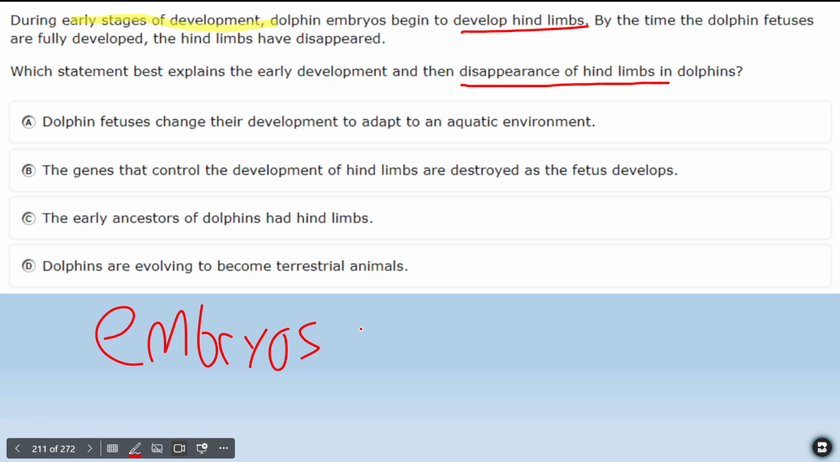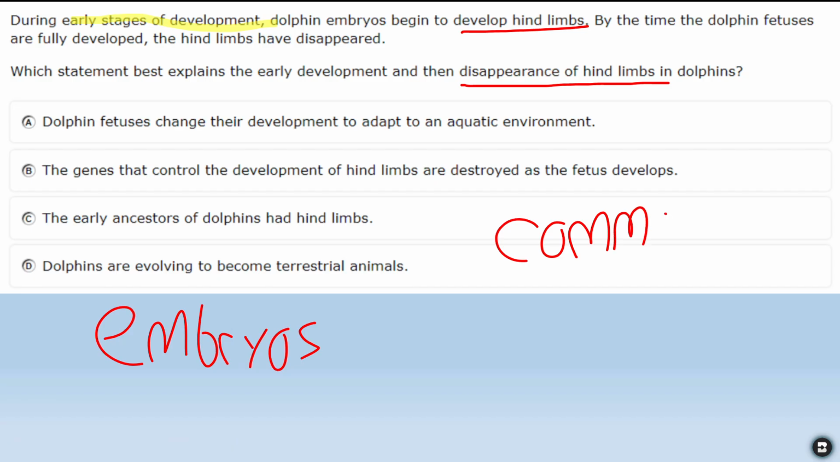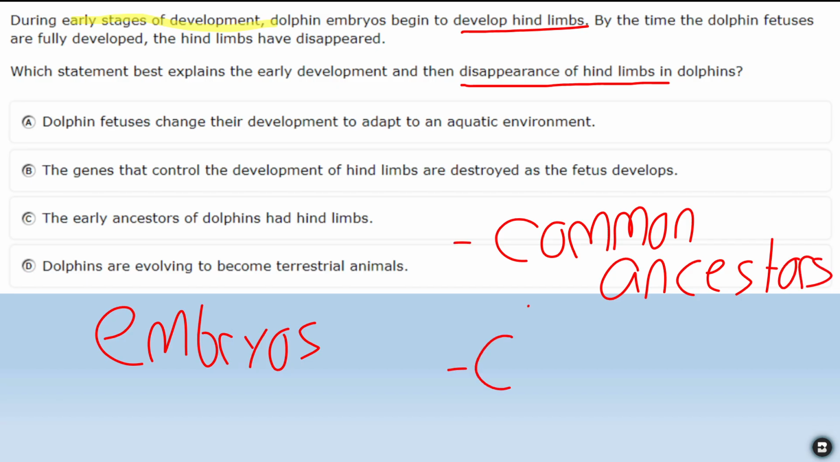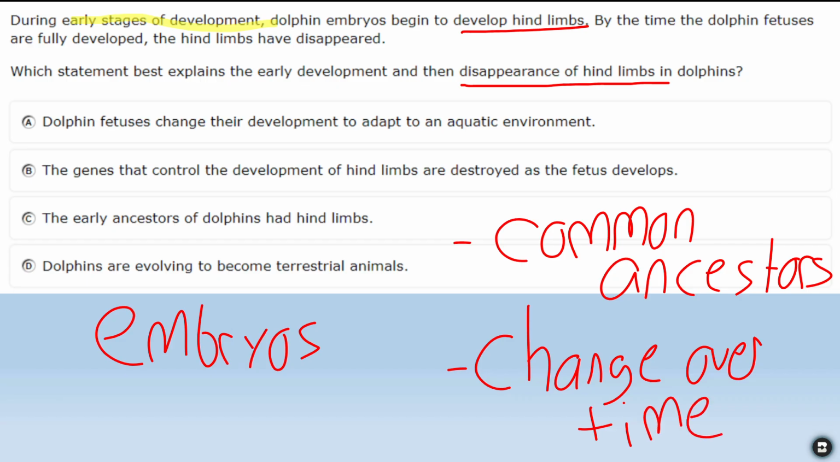Remember, in any single evolution question, there are 2 things that we're looking at: common ancestors and change over time. So out of these answer choices, the only one where we should see some hint of ancestors and changing is letter C.